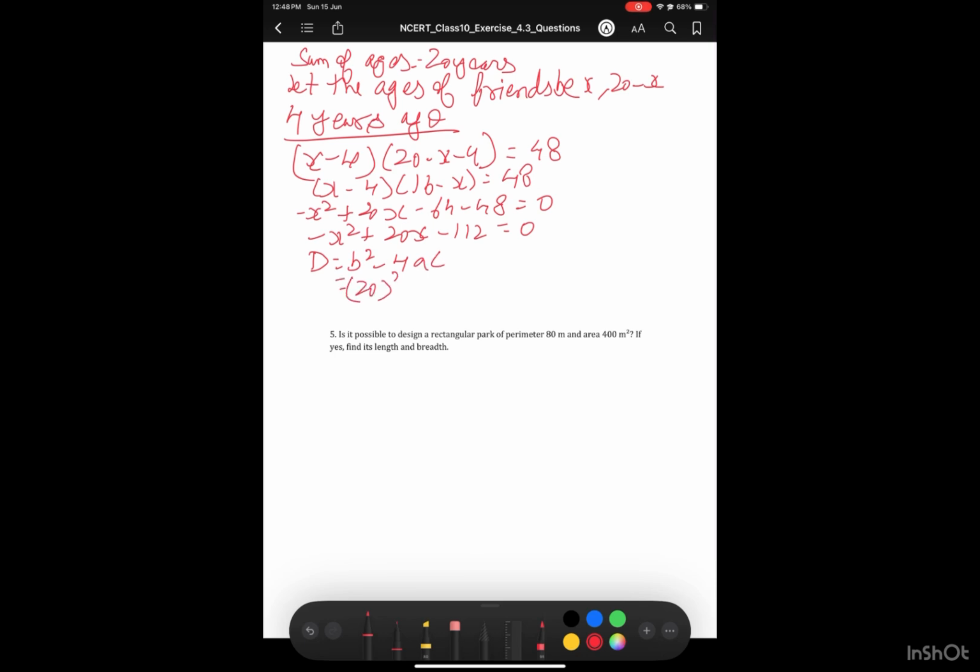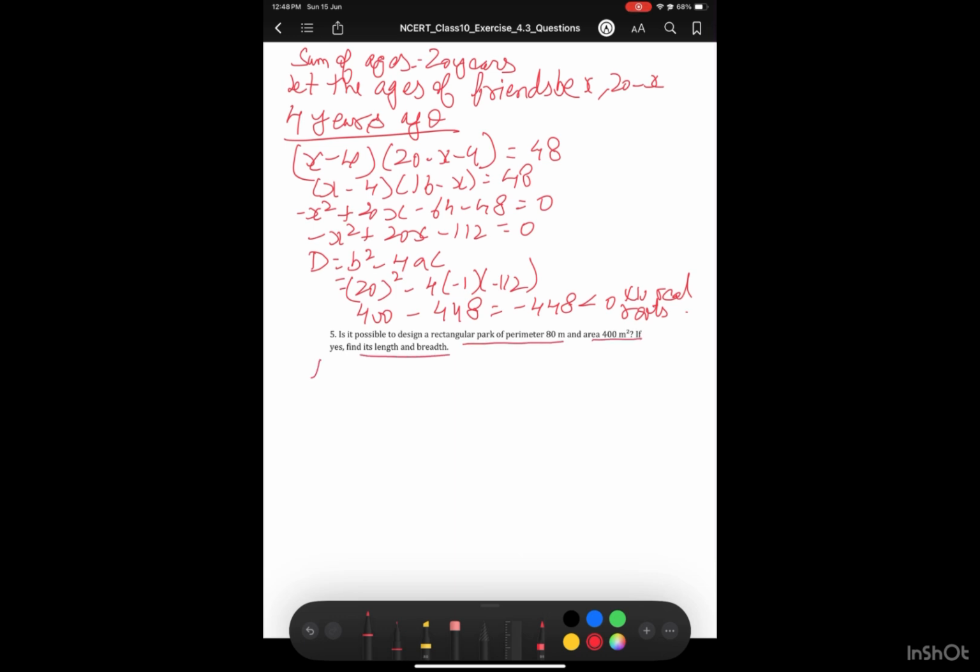So d is equal to b square minus 4ac. 20 square minus 4 into minus 1 into minus 112, solve करेंगे. 400 minus 448, that is minus 48, which is less than 0. Since it is minus 48 and it is less than 0, d is less than 0, so no real roots in this case are going to exist. So further solving this is not possible for us. Come to the next question.